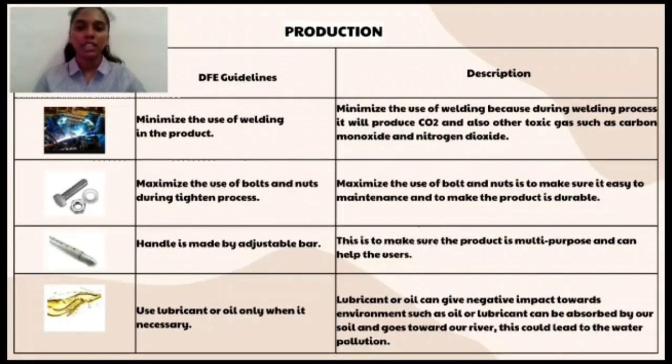In this slide, I will be explaining the DFE guidelines during the production. First, minimize the use of welding in the product. Minimizing the use of welding is important because during the welding process, it will produce carbon dioxide and also other toxic gases such as carbon monoxide and nitrogen dioxide. Maximize the use of bolts and nuts during the tightening process. This is to make sure it is easy to maintain and to make the product durable. Third one, handle is made by adjustable bar. This is to make sure the product is multi-purpose and can help the users.